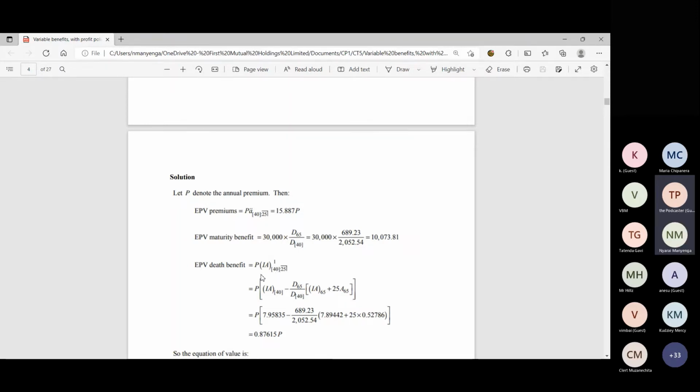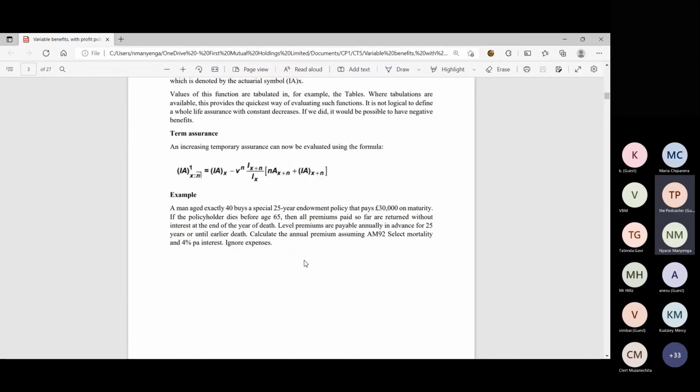Sorry about that. For a select life aged 40 with a duration of 25. So solving this increasing term assurance function here, we need to use this formula that I've discussed earlier.